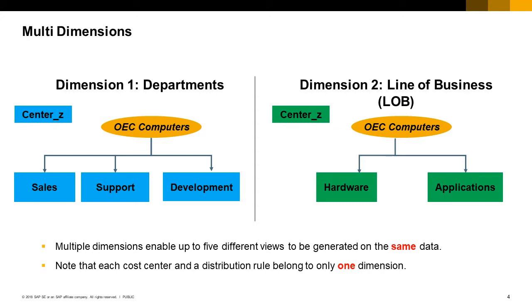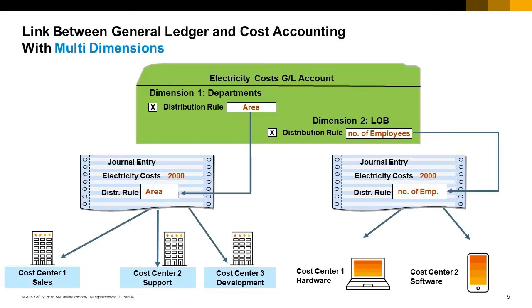Note that each cost center and distribution rule belongs to only one dimension. When issuing the various reports, choose the relevant dimension. Let us look at the company electricity cost. In the Chart of Accounts window, link the electricity costs account to the two dimensions, departments and lines of business. For each dimension, define the relevant distribution rule.